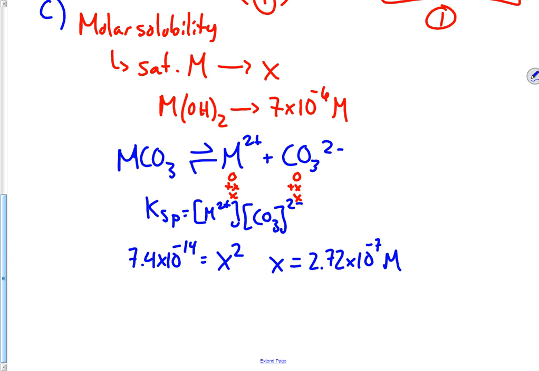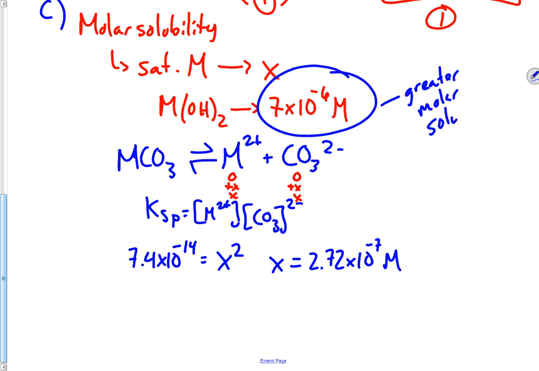So which one has a greater molar solubility? The hydroxide or the carbonate? The hydroxide because it has a larger number. Bless you. Okay. So that was tricky. 1 point is earned for this, and 1 point is earned for saying the answer. Molar solubility always equals X.